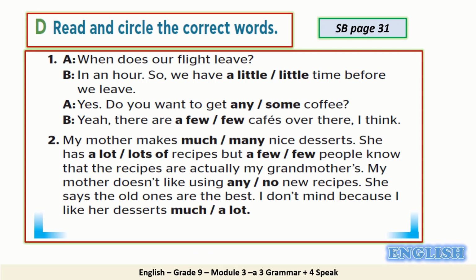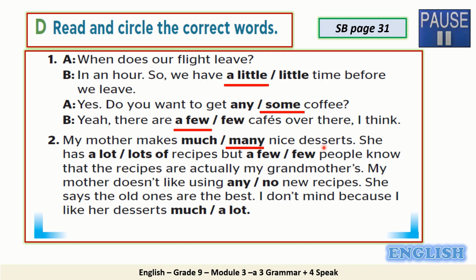B. Read and circle the correct words. Student's Book page 31. You can stop the video, answer the questions, then check your answers. The first one is a little. A little time means not much but enough. Some coffee, because here we have a request or an offer. A few cafes means not many but enough.